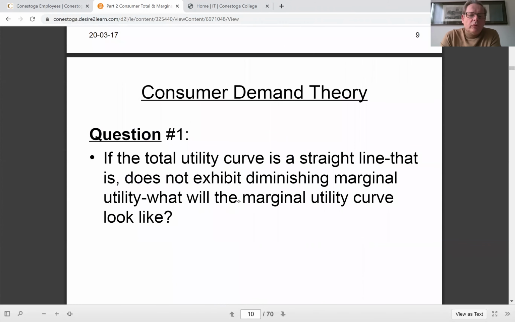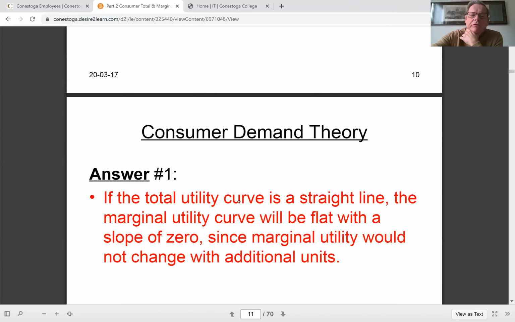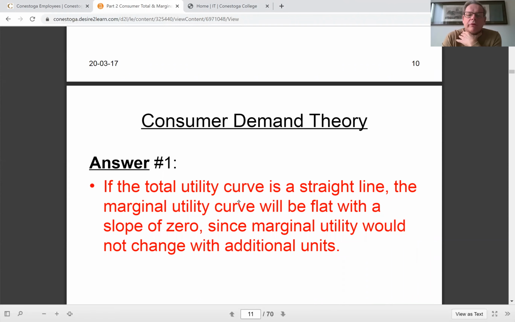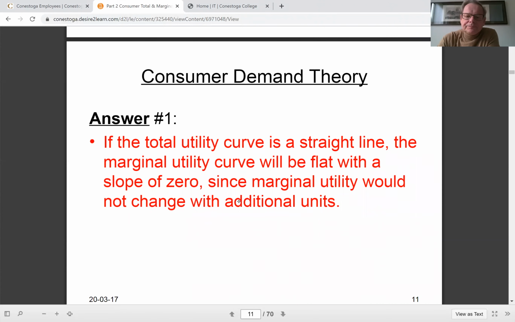So, question number 1 for you. If the total utility curve is a straight line, that is, does not exhibit diminishing marginal utility, what will the marginal utility curve look like? And you are also given the answer here. The total utility curve is a straight line. The marginal utility curve will be flat. It will have a slope of 0. In other words, it will be parallel to the x-axis, since marginal utility will not change with additional units of whatever commodity we are consuming.